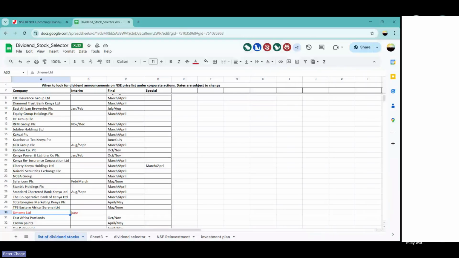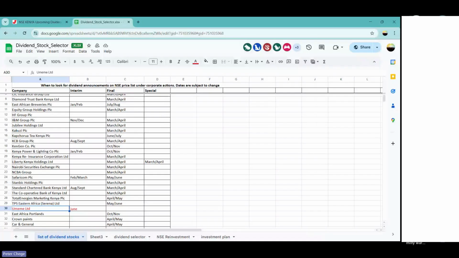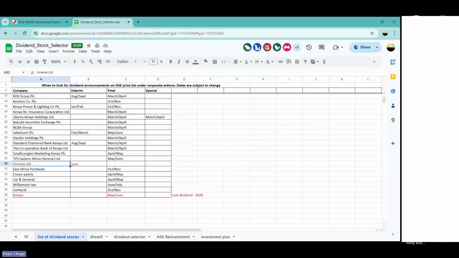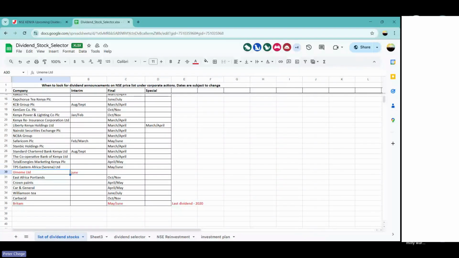Hopefully they can continue maybe distributing electricity, maybe outside Uganda, and maybe they continue being listed. But as long as they're in operation, it will still be listed at NSE. Remember, it is listed at Uganda. So all these stocks are the ones that give dividend and the dates they give. Britam, I think the last time they gave was in 2020. So those ones ignore. Let me also highlight HF with red.